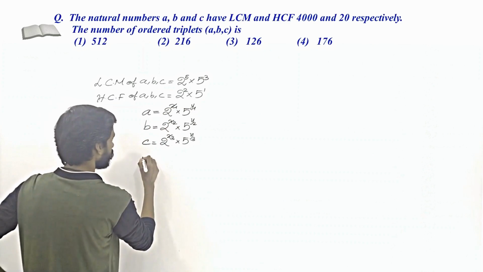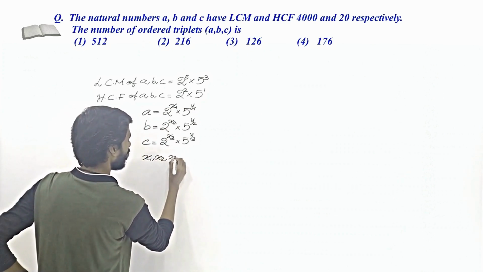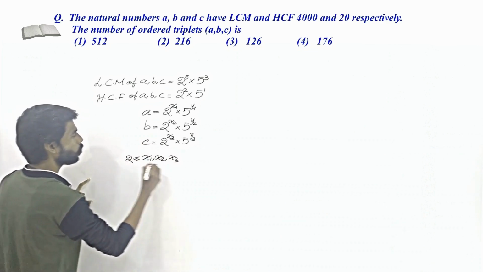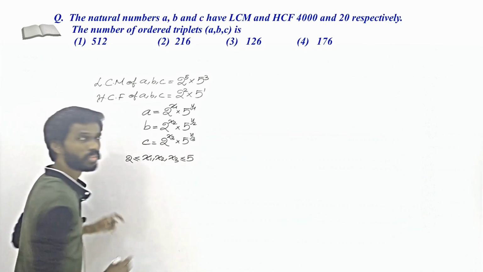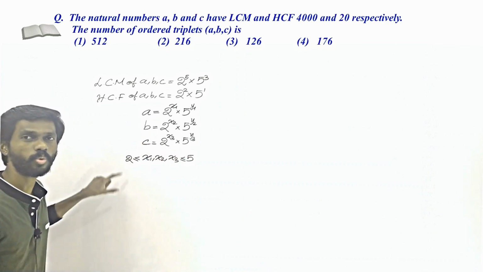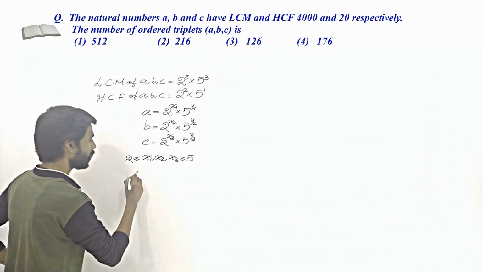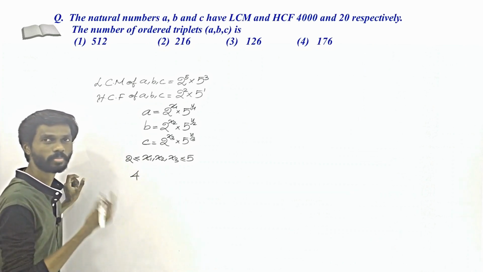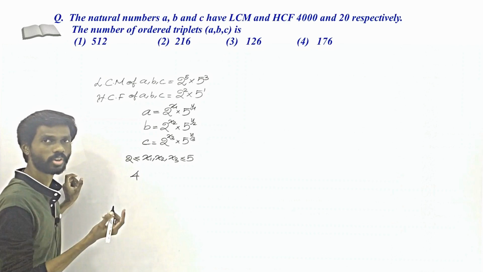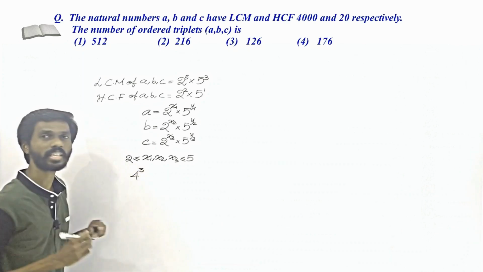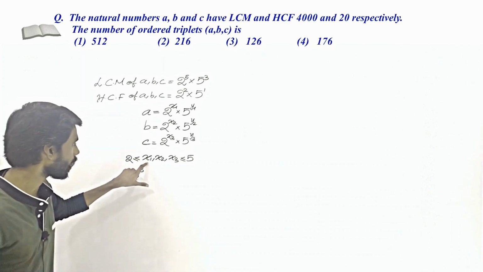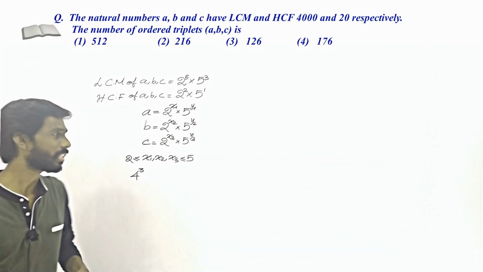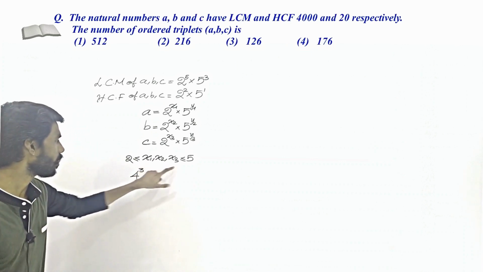See, we know that these x1, x2 and x3, these three values always lie in this range. So the minimum value is 2 and the maximum value is 5. So x1 can take values 2, 3, 4, 5. So there are 4 possible ways in which we can give values to this x1. Similarly, x2 can take 4 possible values and x3 has 4 choices. That means 4 to the power 3 is the number of ways in which we can assign values for x1, x2 and x3.